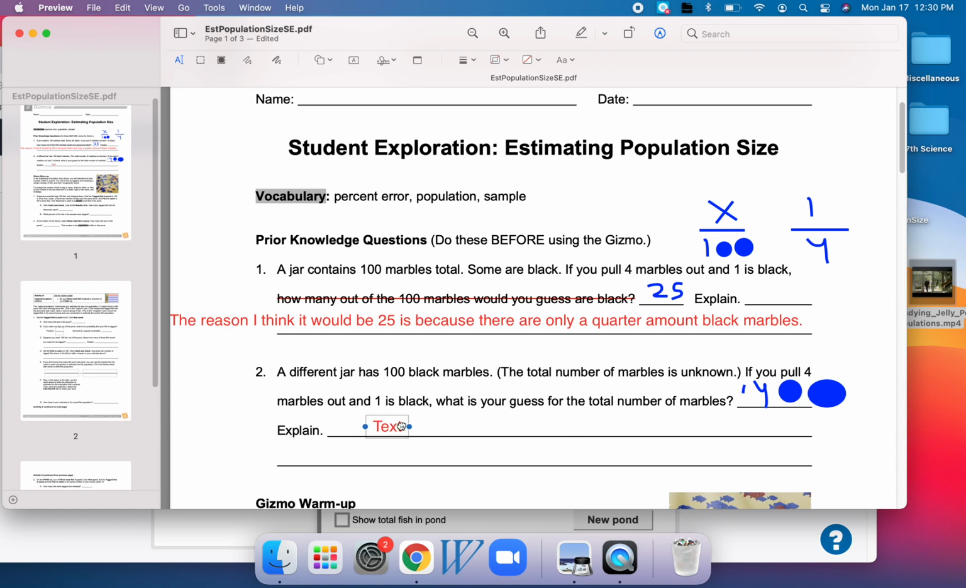Well, if 1 marble is black and the other 3 are not, if there are 100 black marbles, then there would be 300 marbles of another color, because that's the ratio, because there's a ratio.